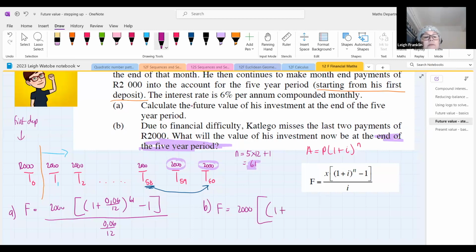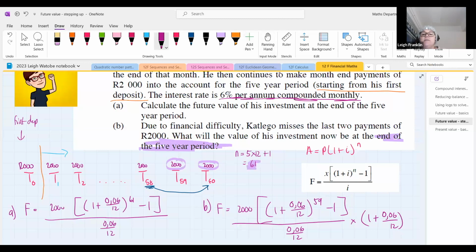So here we would say F equals 2,000, 1 plus 0.06 over 12, to the power 59 payments. And now the money stays in the account for 2 months. What is the exponent on this bracket going to be now? Remember, the interest rate is 6% per annum compounded monthly. Yes, Amahle, go for it.